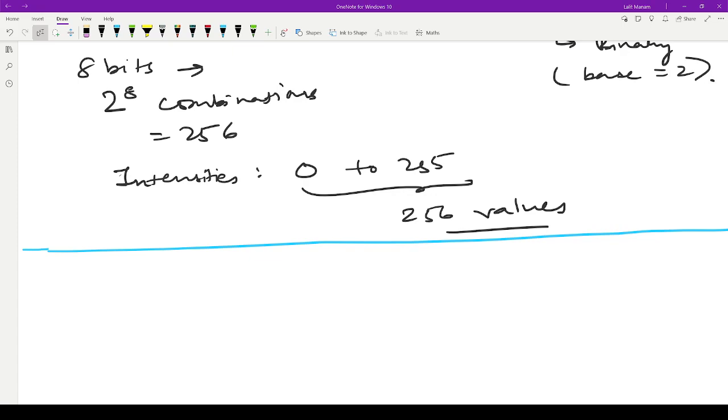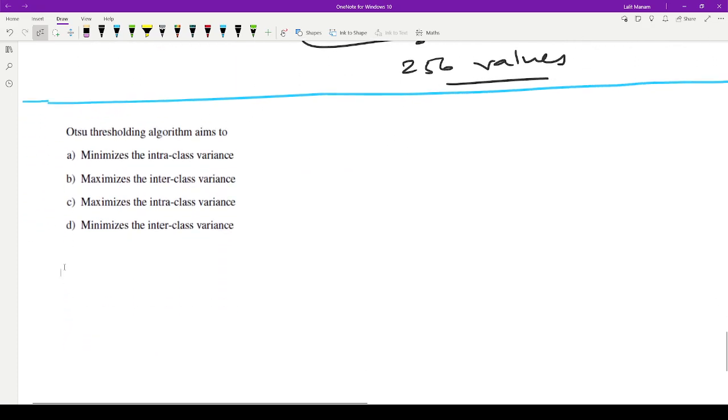Okay. The next question is actually quite a famous question for image processing people, and it's kind of a long answer, so we'll go step by step here. Our question is, Otsu thresholding algorithm aims to do what? Minimize the intra-class variance, maximize the inter-class variance, maximize the intra-class variance, or minimize the inter-class variance. Can anyone say the answer based on the lectures?